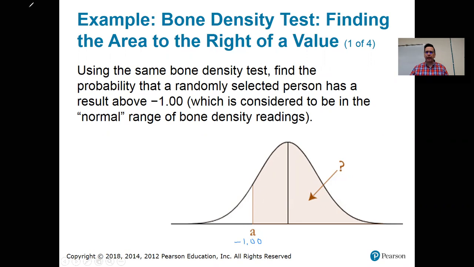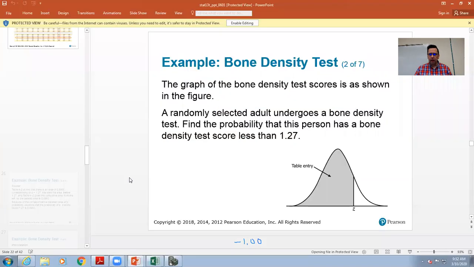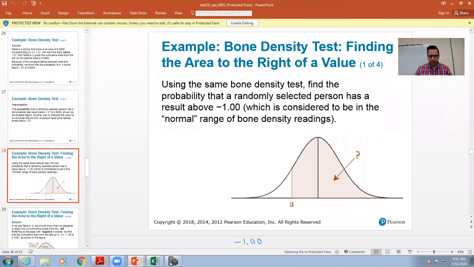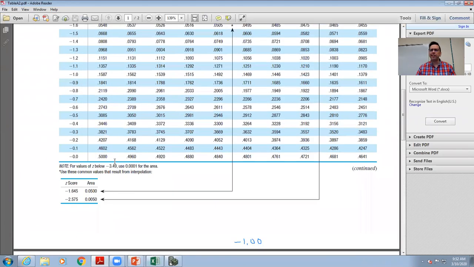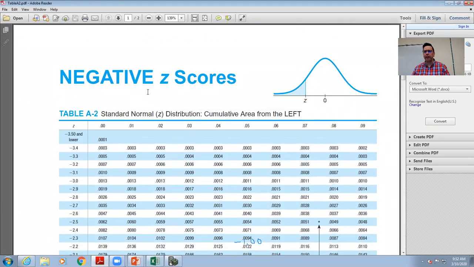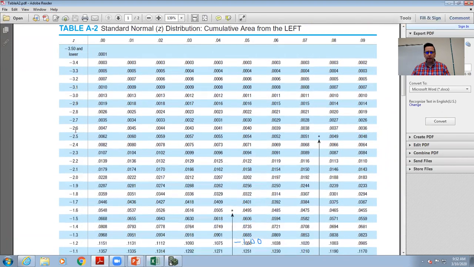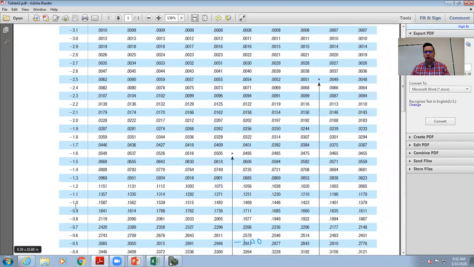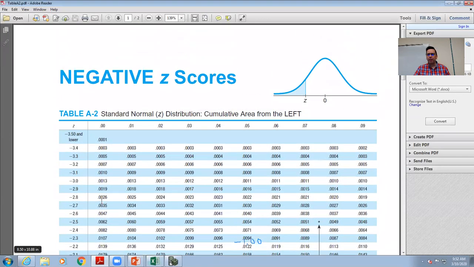If I go to my table, there it is. I'm going to go over to the negative side because we're looking for a z-score of -1.00. And that's all the way down here. And then the hundredths place is also a 0, so I'm looking in the very first column, 0.1587. Okay. So think about, is that my answer? Okay, remember that this table gives you the area to the left. So that's almost the answer, but not quite.